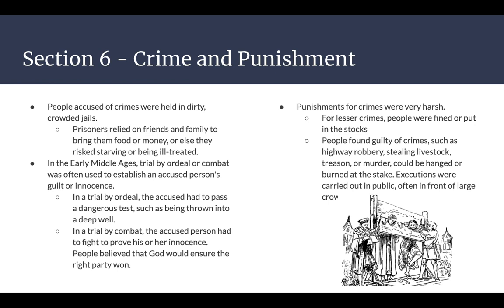People in the clergy, women and children, and disabled people were allowed to name a champion, someone who could fight on their behalf if they were being accused of a crime.